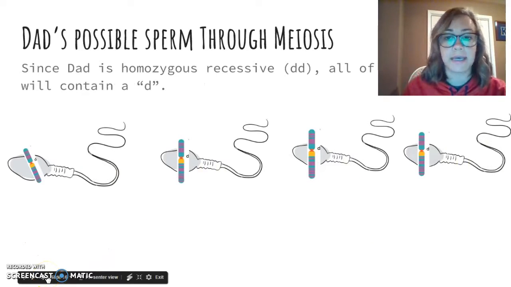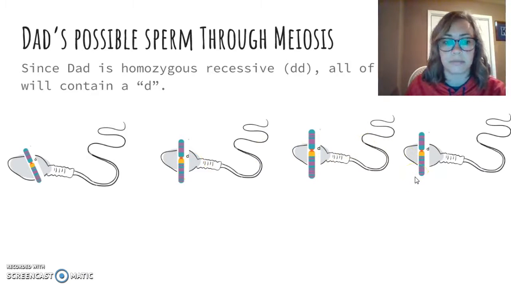Whereas when we look at dad, since dad is homozygous recessive, or his only alleles that he has are little d, the possible sperm he could create are all going to be little d's. So every single sperm he creates is going to be a little d.